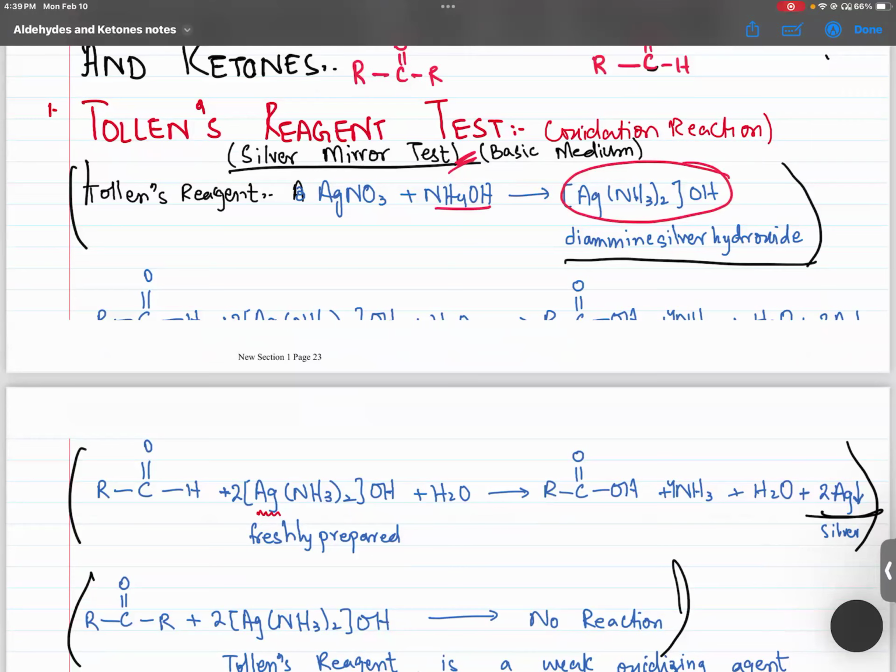Got it? Okay. So now let's see the very first one here. This is basically the Tollens reagent test. I want you to remember all these points which I've just shared with you, because the Fehling, the Tollens, and another one, the Benedict solution, are the three which will be distinguishing between the aldehydes and ketones. Other than this, there is no way.